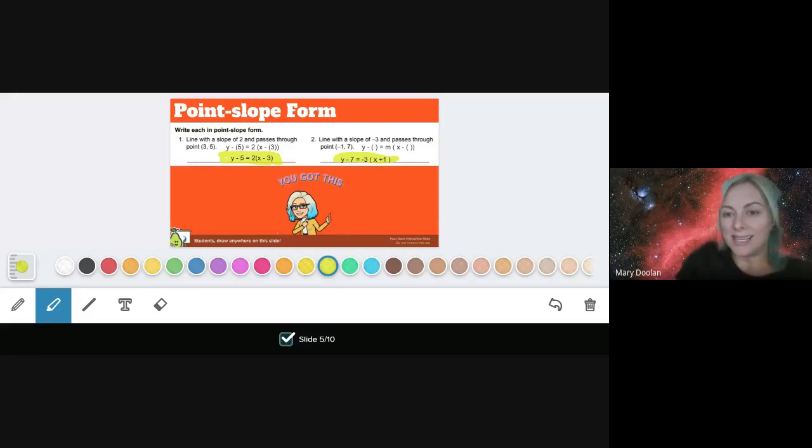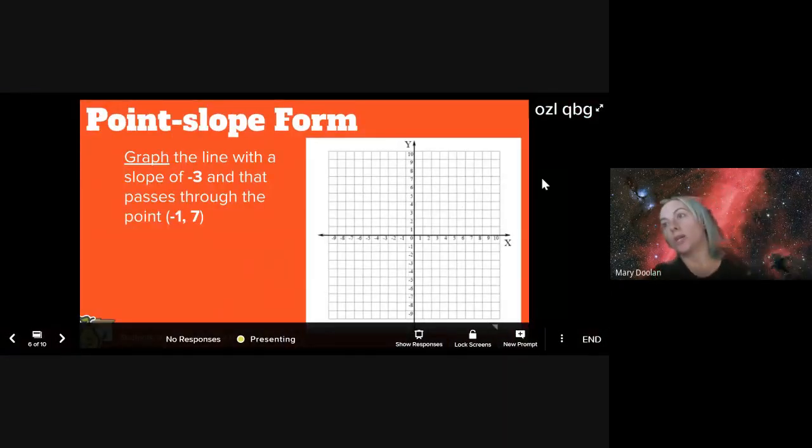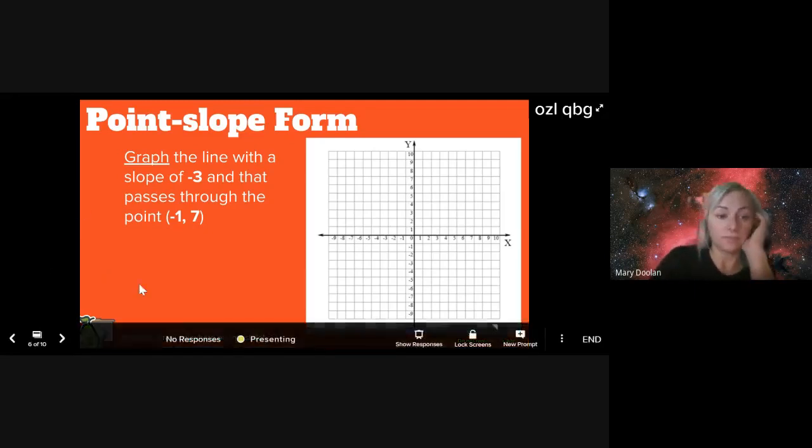Now we're going to take this same equation that we just wrote here with this information of slope of -3 and a point of -1, 7, and we are going to graph it. Okay, when you are asked to graph an equation of a line, there's lots of things you can do. In point slope form, if you have a point and a slope, what you're going to do is plot that point first and then use the slope to make more points that you can draw a line through. All right, so that's going to be our steps right here on this slide.